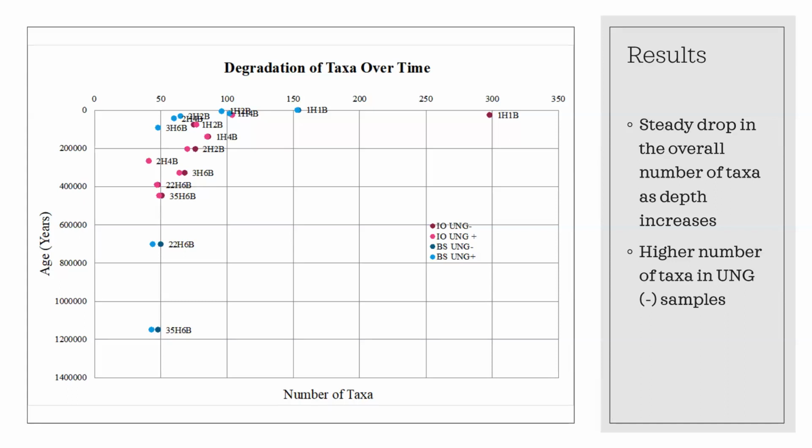Also note that the darker colors are the untreated samples, or the degraded DNA, and there's a greater number of degraded taxa at most of the locations than active DNA. We'd expect to see that because we expect the different types to be dying as depth increases, as age increases.